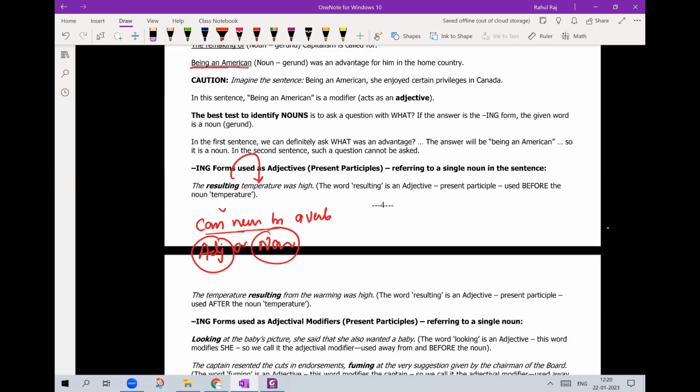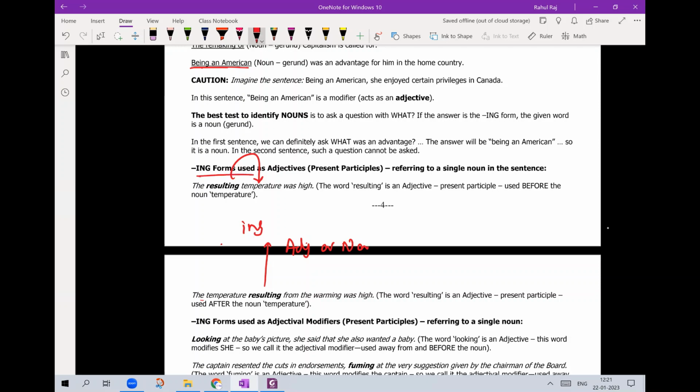Now, an adjective is used before the noun. In the second statement, see here, the temperature resulting from the warming was high. The moment you see this resulting, however tempting it looks to you as a verb, please understand from now onward, ing forms alone are never a verb. So this is not a verb, and if this is not a verb, this can either be an adjective or a noun. If I remove resulting, from the warming is nothing but a part of resulting. Read the statement now: the temperature was high. This is an absolutely perfect statement. It means the resulting is an adjective.